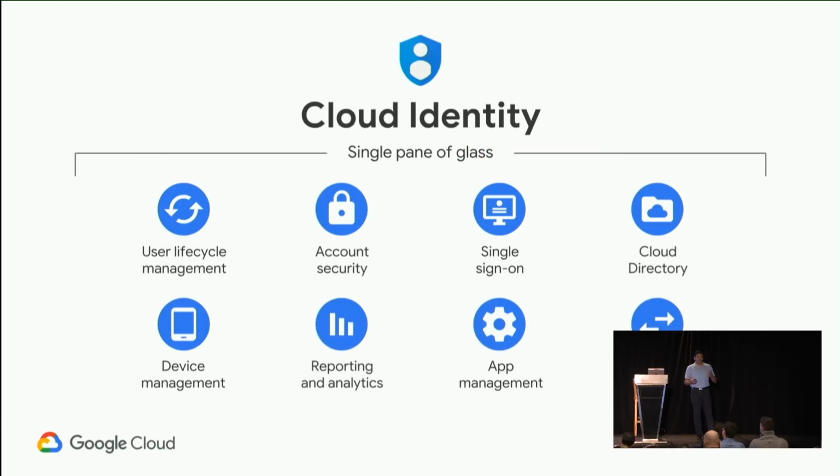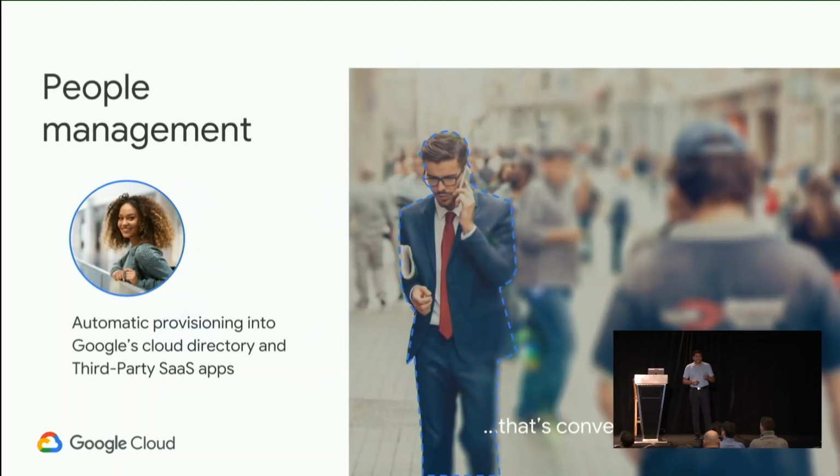Cloud Identity provides a single pane of glass to manage a variety of things in your IT infrastructure, right? So it has a lot of components here by looking at it. It starts with user lifecycle management, device management, you have single sign-on, automated provisioning. We provide comprehensive reporting and auditing capabilities, a comprehensive API so that you can automate things. So we'll touch upon some of these core components of Cloud Identity.